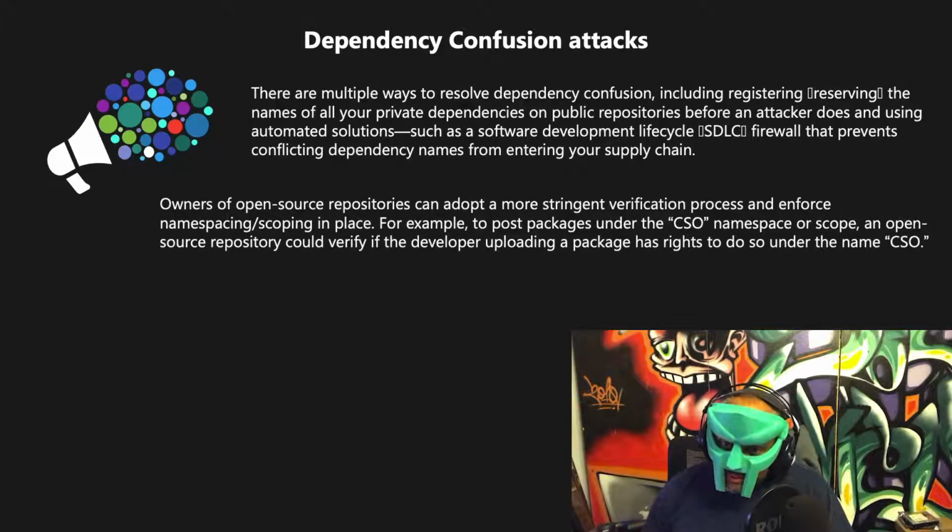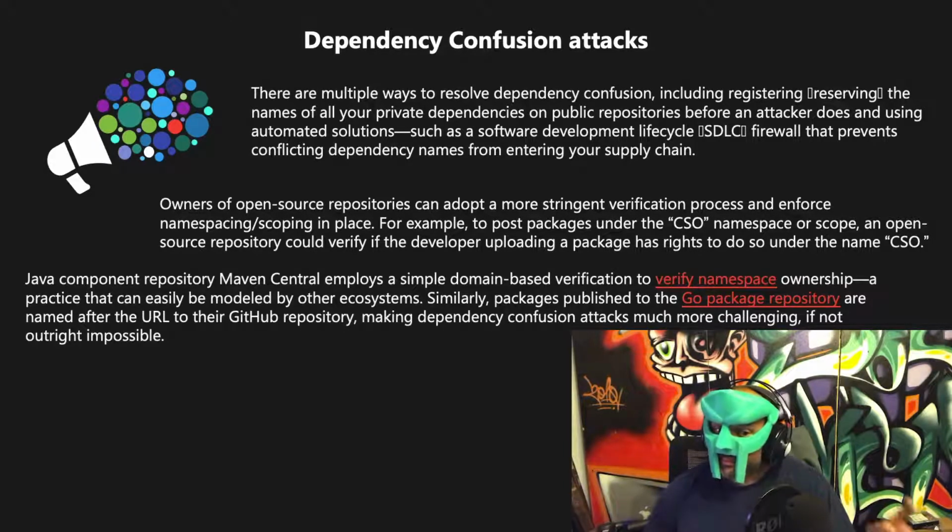Owners of open source repositories can adopt a more stringent verification process and enforce namespacing and scoping. For example, to post packages under the CSO namespace or scope, an open source repository could verify if the developer uploading a package has rights to do so under the name CSO. Java component registry repository Maven Central employs a simple domain-based verification to verify namespace ownership, a practice that can easily be modeled by other ecosystems. Similarly, packages published to the Go package repository are named after the URL to their GitHub repo, making dependency confusion attacks much more challenging, if not outright impossible.